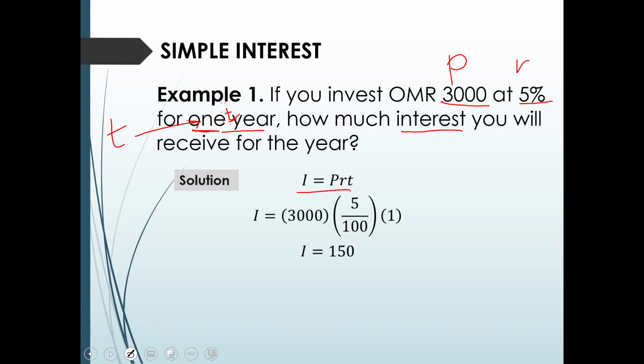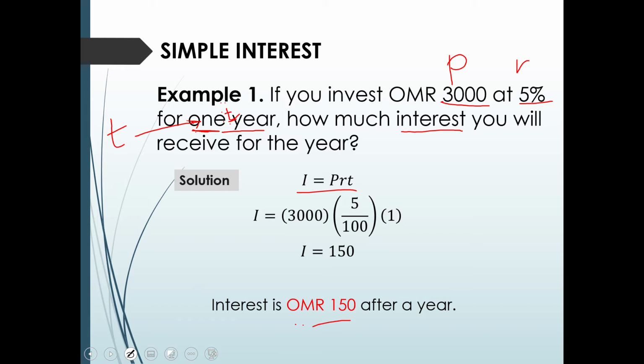So the formula I is equal to PRT. P is 3,000, the percentage is 5 over 100, times the time, which is a year. So that means by putting your 3,000 in the bank, you will get an interest of 150 riyals in a year.